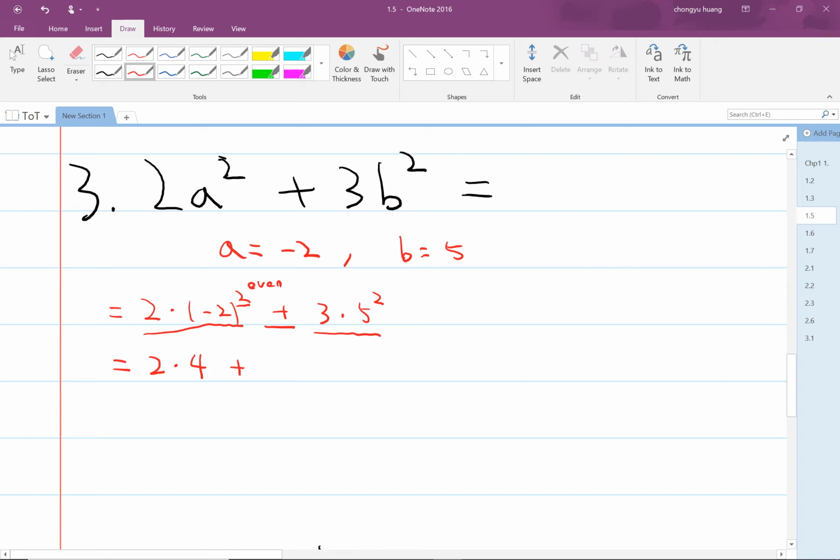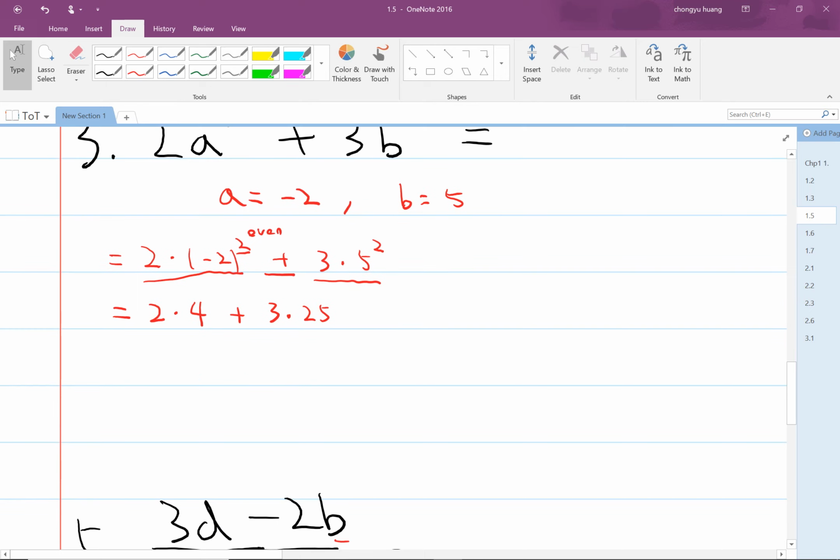And then you multiply 3, multiply 5 to the power 2. So 5 to the power 2 is going to be 25, right? So after that, we have to do the multiplication first before doing any addition. 2 multiplied by 4 is equal to 8, and then you add 3 multiplied by 25, which is 75. Sorry for my voice. 3 multiplied by 25 is 75.